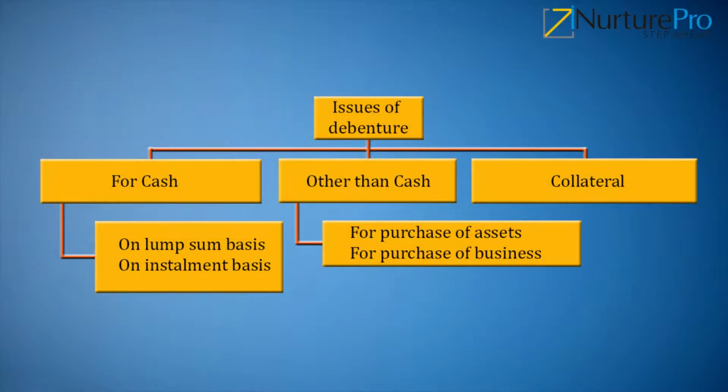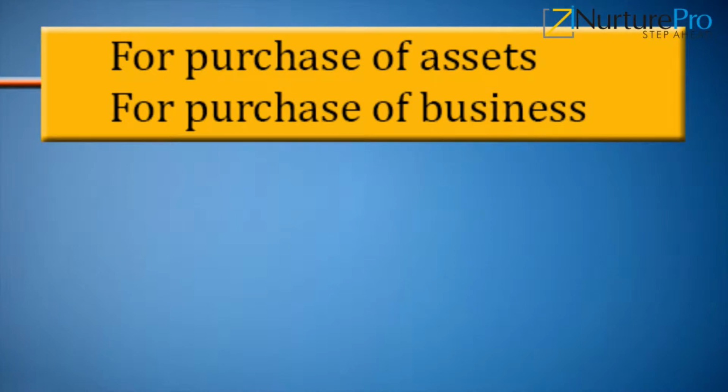Sometimes debentures are issued for consideration other than cash. A case in point may be when a company purchases assets and liabilities of a running business. It then issues debentures to the vendor as consideration. It is called issue of debentures in consideration other than cash.